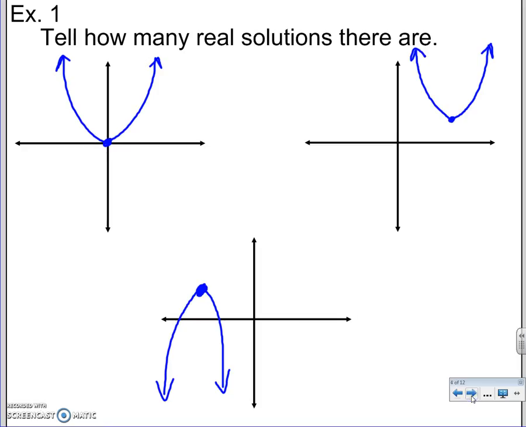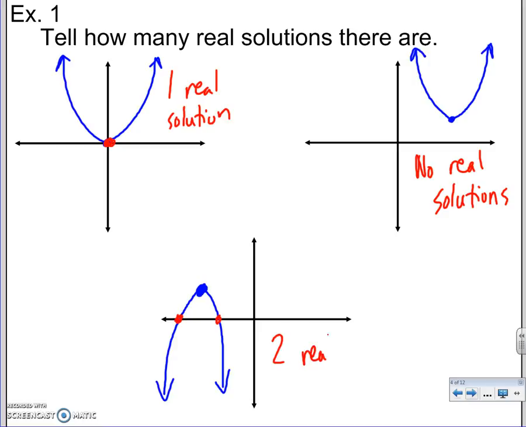So again, example 1, tell me how many real solutions there are. Basically, how many x-intercepts are there? This first one has one. That's the parent function. One real solution. This top right one has no x-intercepts, so it has no real solutions. And then that last one, the bottom one, has two x-intercepts, one right here, one right there. So it has two real solutions. So again, we're just trying to find the x-intercepts.